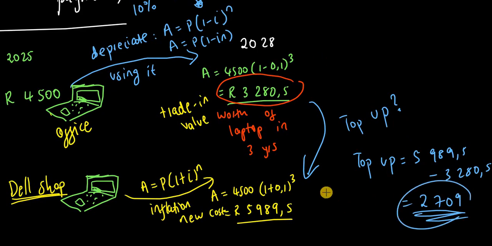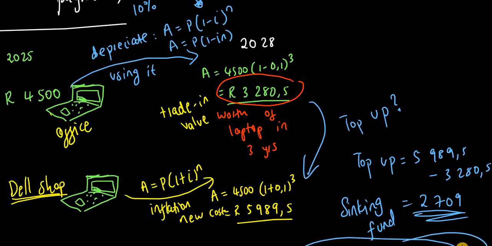This money they're going to save aside, this is the one that is called a sinking fund. It's called a sinking fund. How are they going to save it? They are going to be depositing money every month into an account, and that money must accumulate to a future value of 2,709. That is a sinking fund.